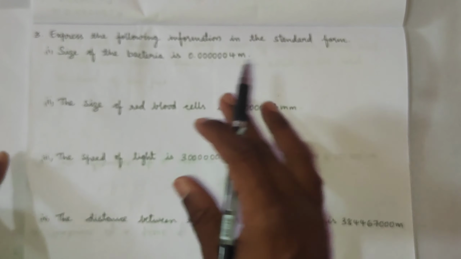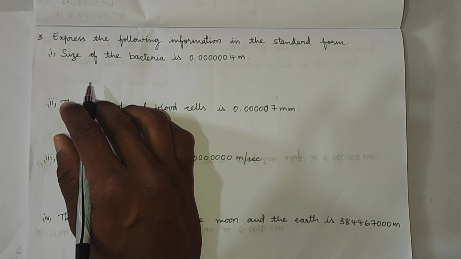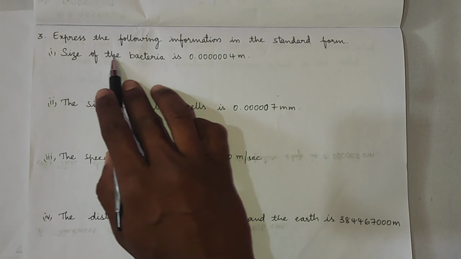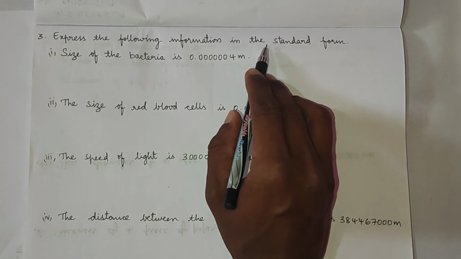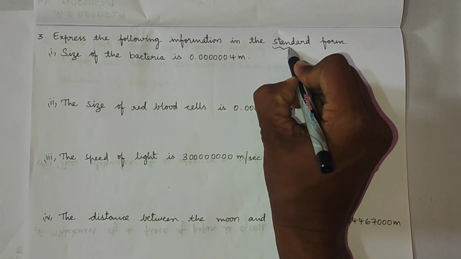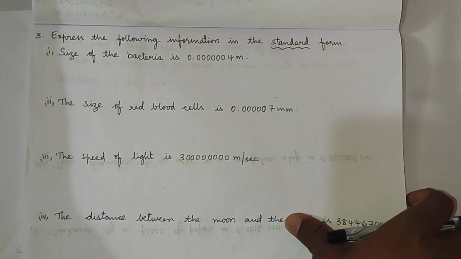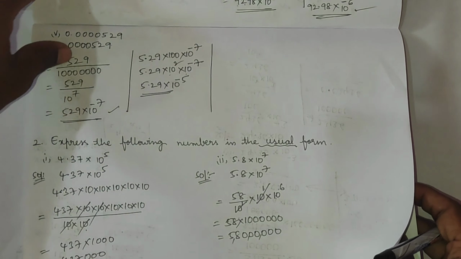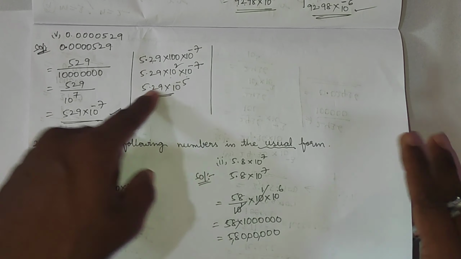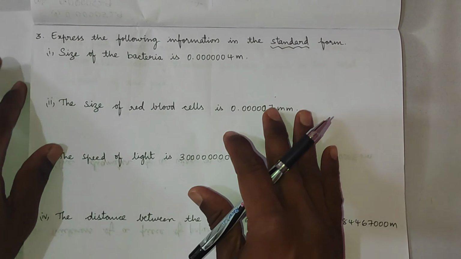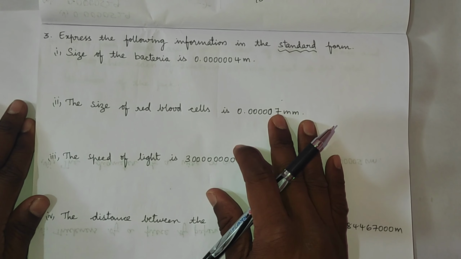So here the questions are already written. Question number 3 is: express the following information in the standard form. Same as the first bit, we have to convert the given numbers into standard form. So what is given in the first one?